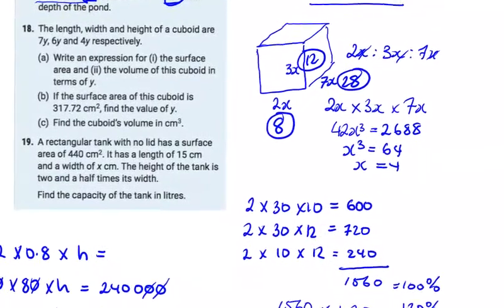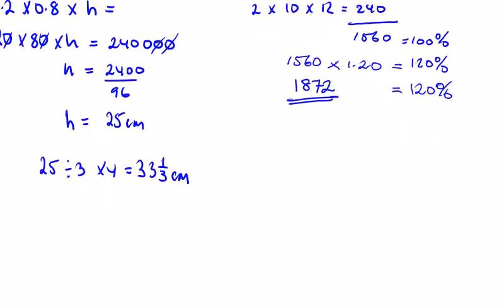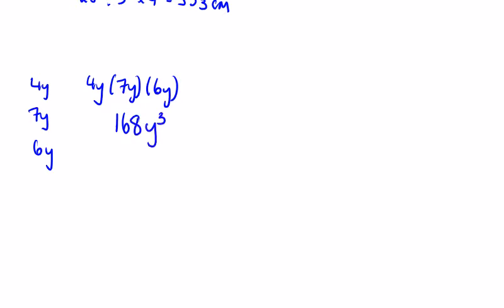Okay, question 18. The length, width, and height of a cuboid. Write an expression for the surface area and the volume. 4y, 7y, and 6y is our cuboid. So the volume is 4y by 7y by 6y. 4 7s are 28, and 28 6s are 168, so 168y cubed is the volume.